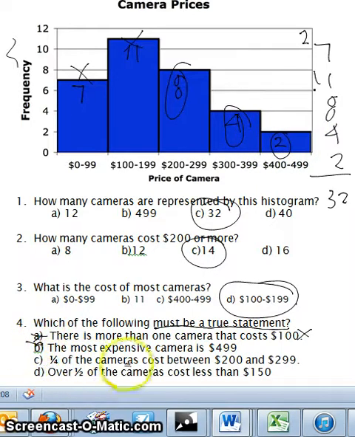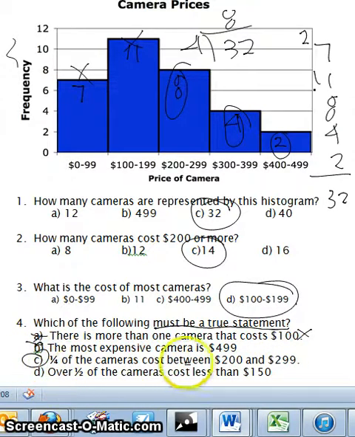C, 1/4 of the cameras cost between $200 and $299. Well, let's look back. We had 8 cameras that cost between $200 and $299. We know that we had 32 cameras altogether. What is 1/4 of 32? I would take 32 and divide it by 4, and I know that that's 8. So it looks like, yeah, 8 is 1/4 of 32, and 8 cameras do cost in that range. So 1/4 of the cameras cost between $200 and $299. That is true. Let's look at D just to make sure.